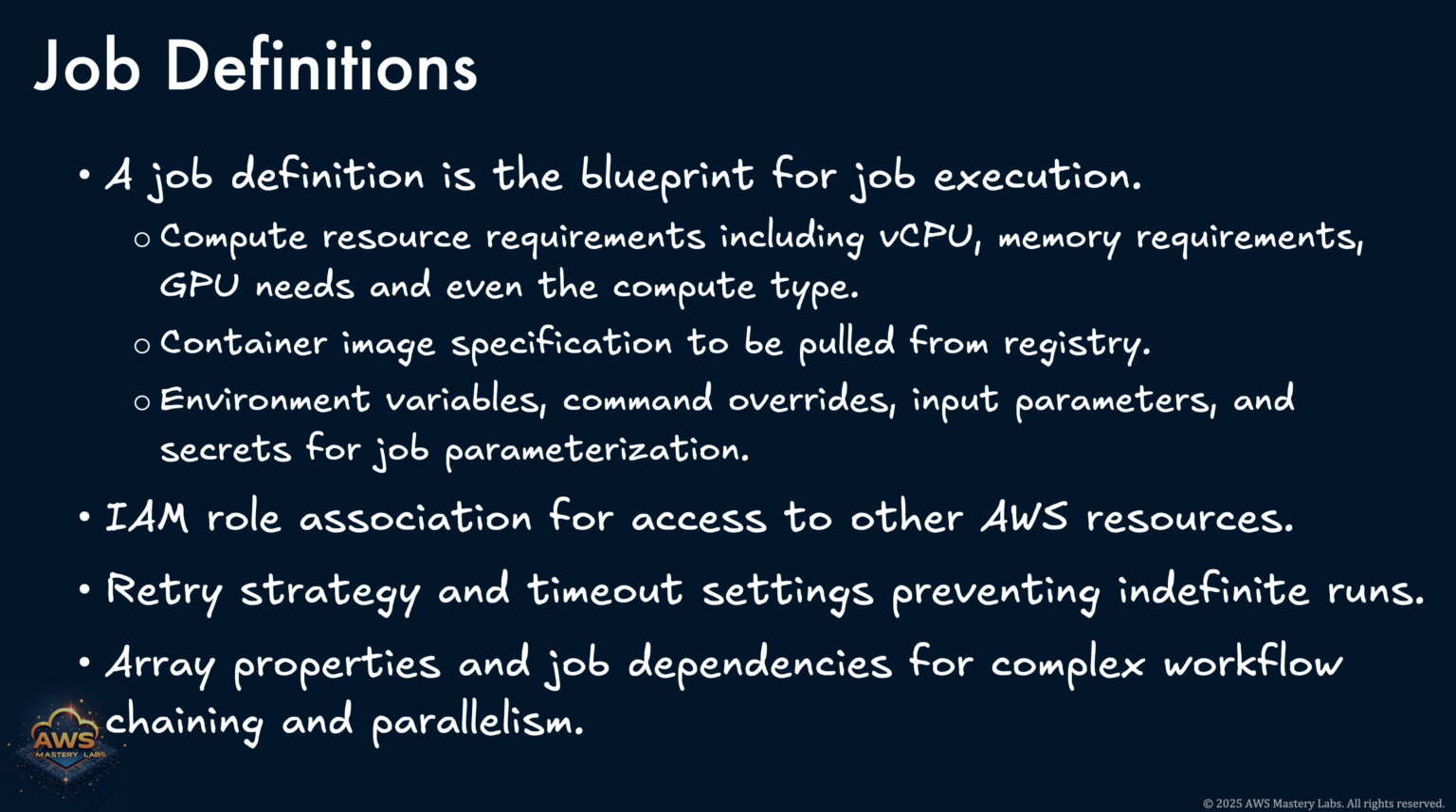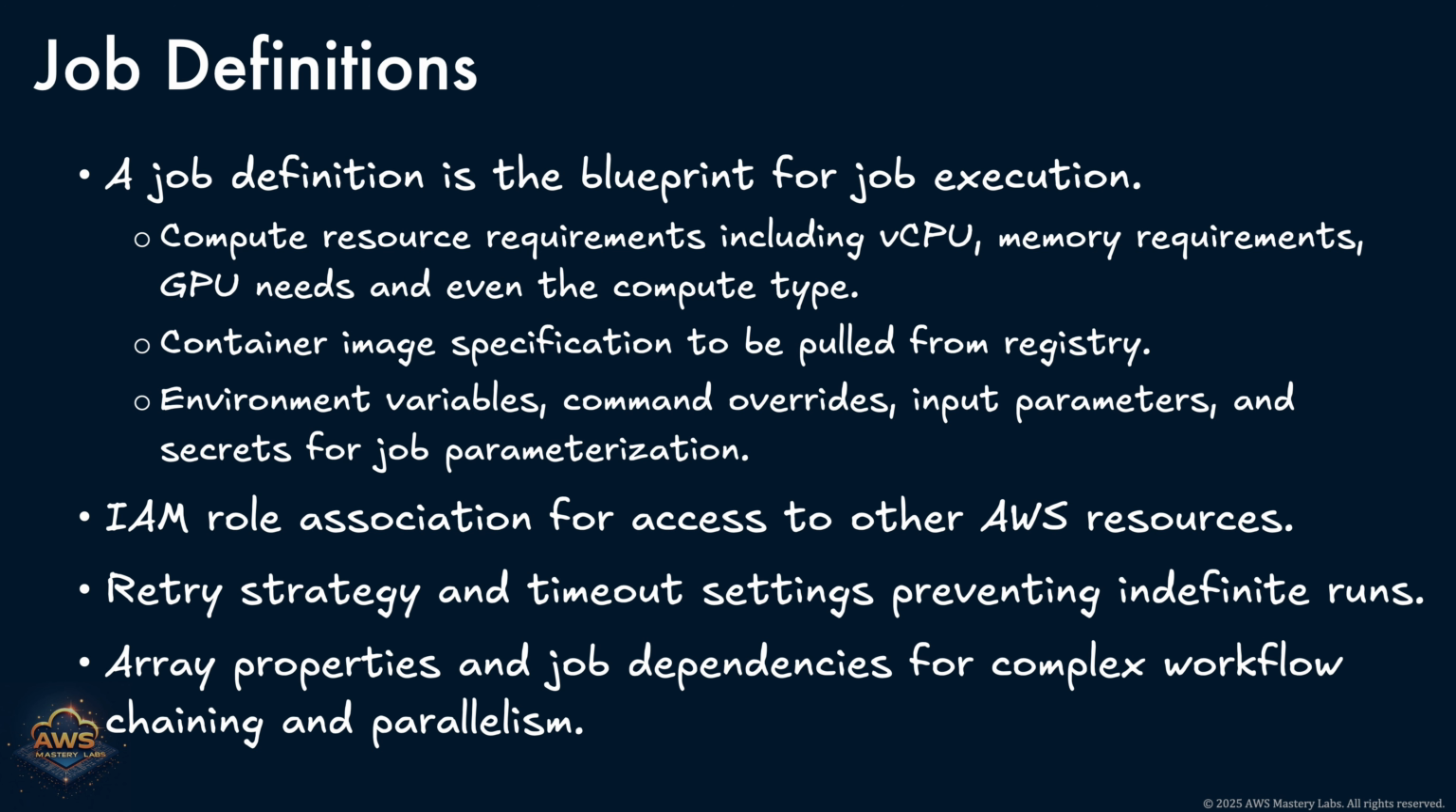Job definitions also support environment configuration. You can pass in environment variables, secrets, and command line arguments to parameterize your job at runtime, making it reusable and flexible. This is especially useful for running the same container with different datasets or parameters. The IAM role associated with the job definition grants your job permissions to access other AWS services. For example, your job might need to pull data from S3, write logs to CloudWatch, or query a DynamoDB table. All of that access is managed securely through the execution role.